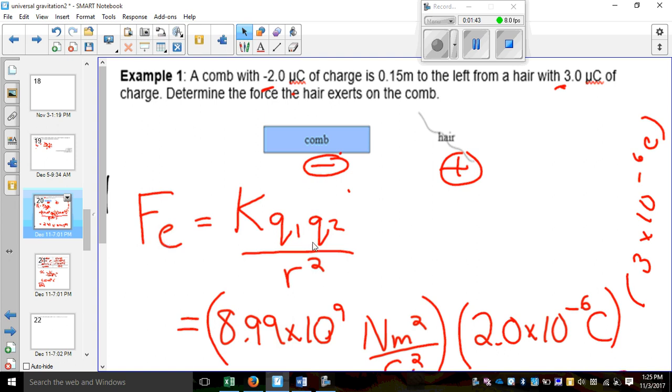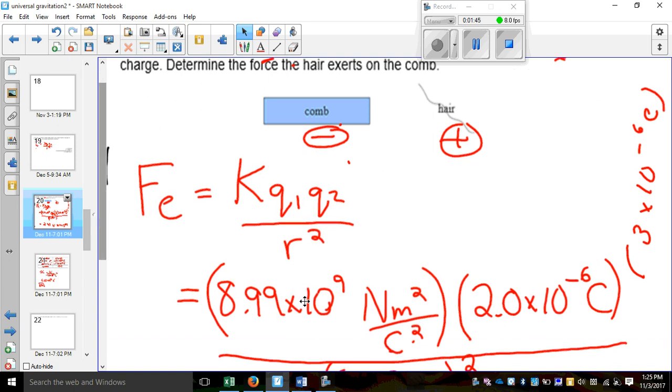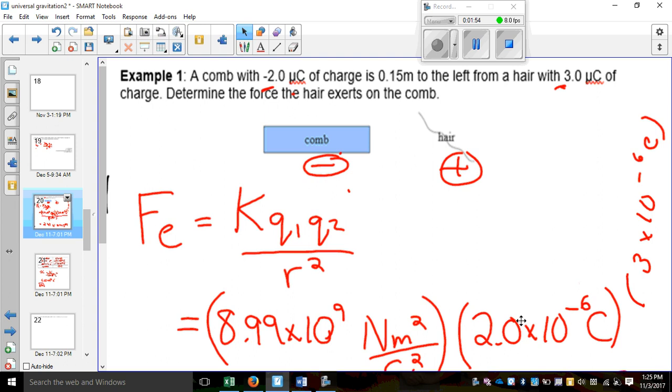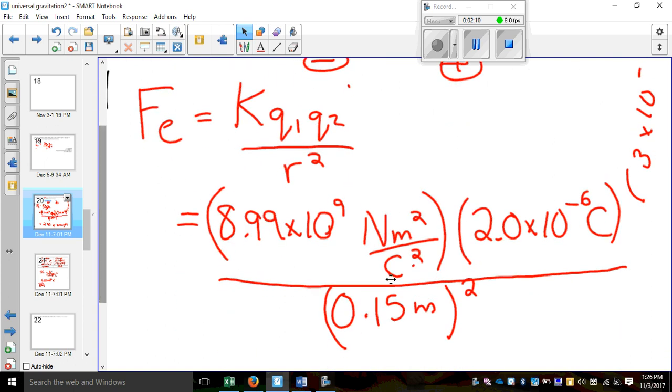So for the force, I have my formula. I'm going to put in my K value, which is a constant, something you can always find. We're going to multiply by the two charges. A microcoulomb is 10 to the -6 coulombs. So we have 2 microcoulombs times 3 microcoulombs, those are our two Q values, divided by the distance in between them, which is 0.15 meters squared. So I'd like you to enter this in your calculator.